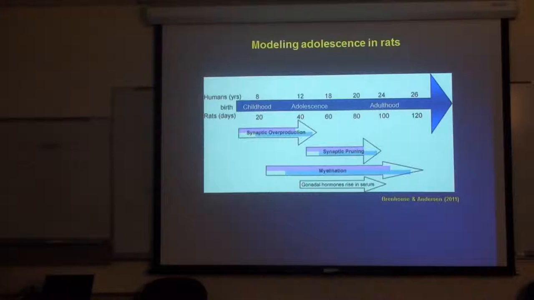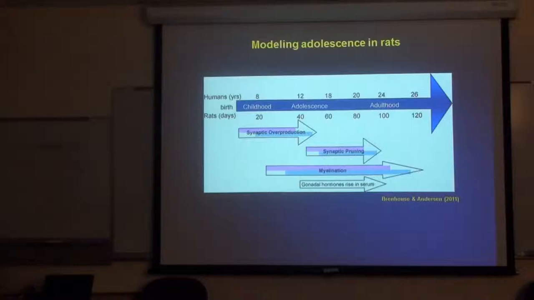You can see there's evidence for synaptic overproduction, synaptic pruning, increased myelination, and all kinds of changes in gonadal hormones are, of course, occurring. Puberty onset is, some people think, probably the real indicator of the onset of adolescence. So these are all things that are changing quite dramatically.